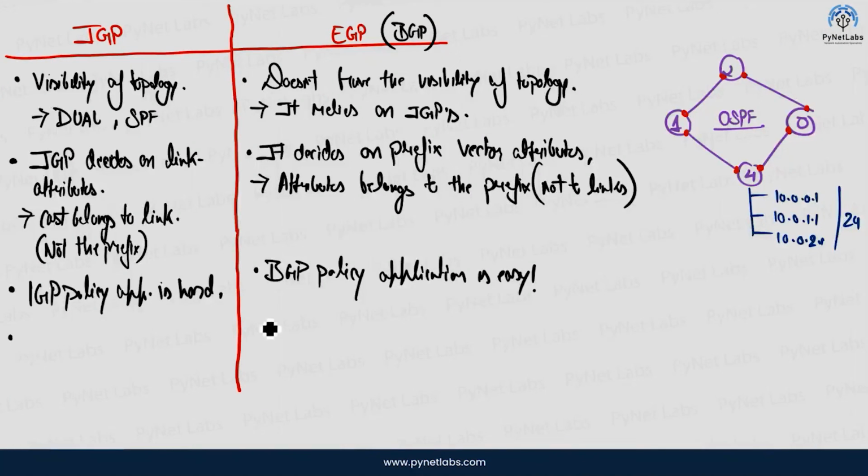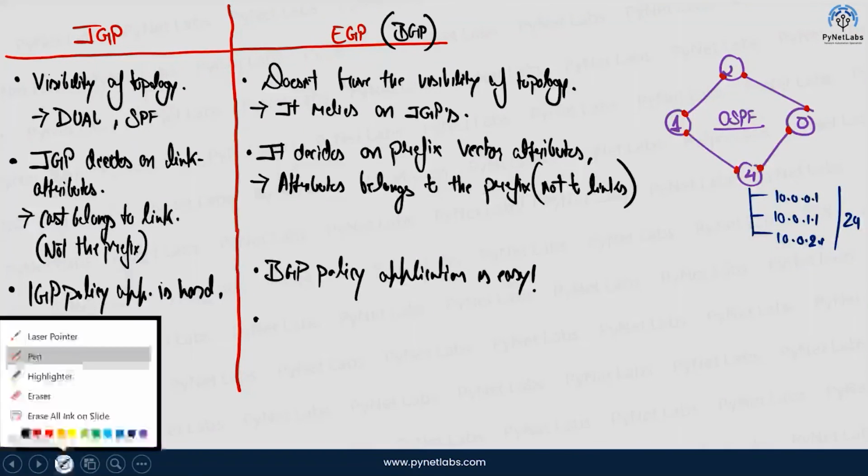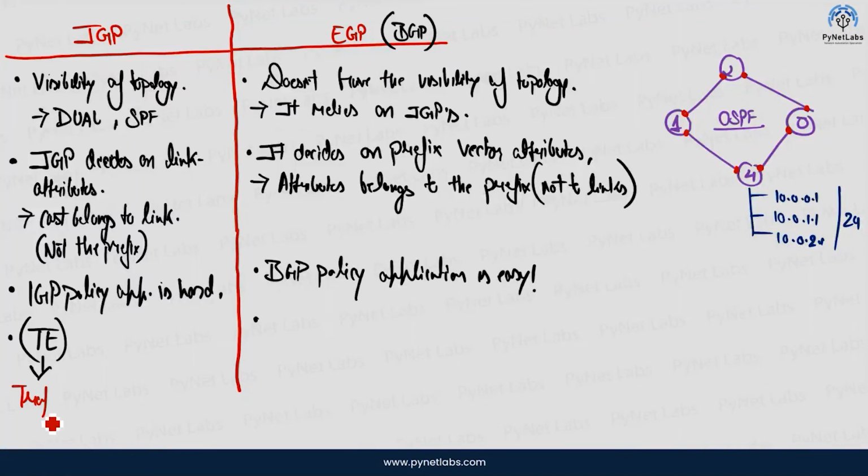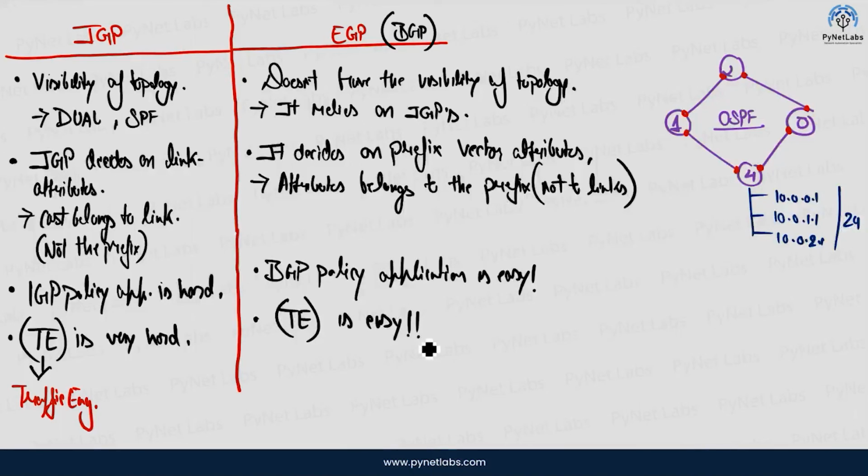Also, the second thing is that traffic engineering is very hard. I'm simply writing TE, which represents traffic engineering. So traffic engineering in IGPs is very hard, but TE in BGP is easy. So that's what we have with the differences between IGPs and BGP.